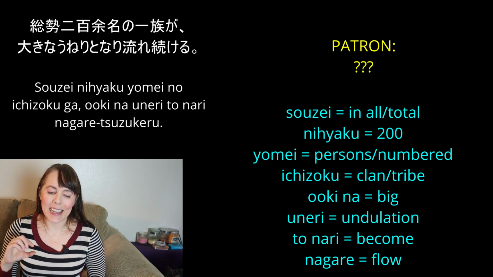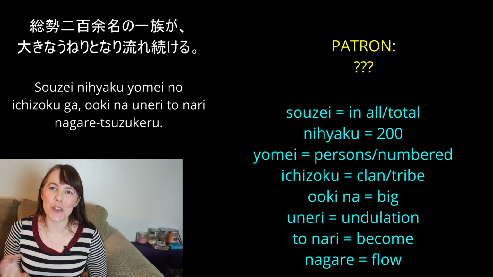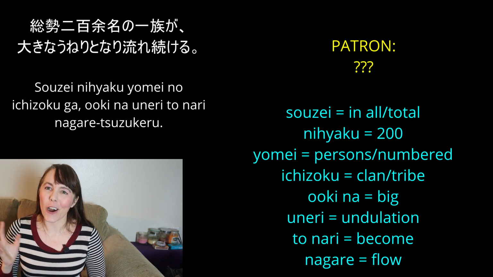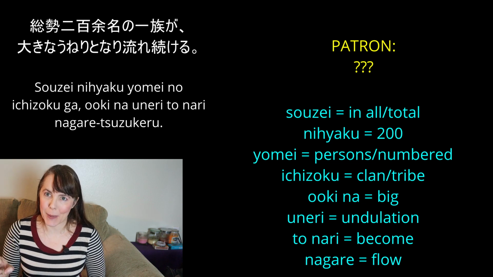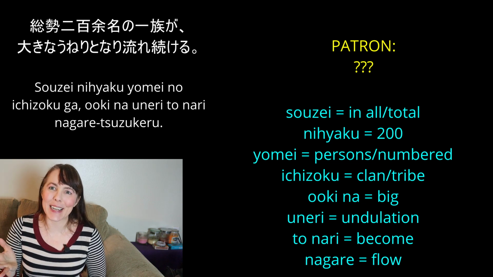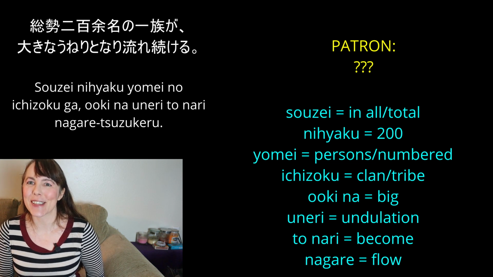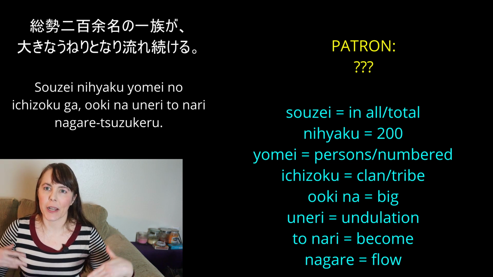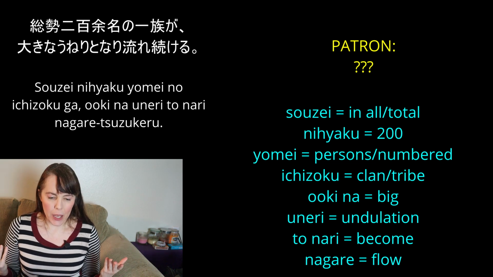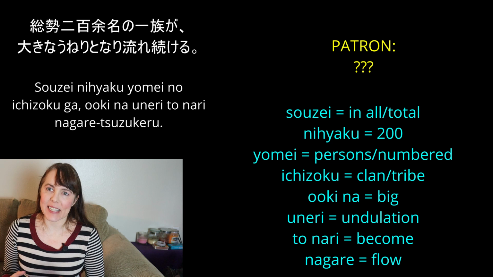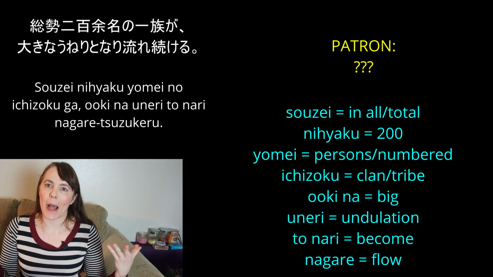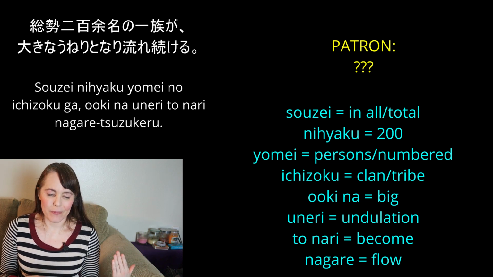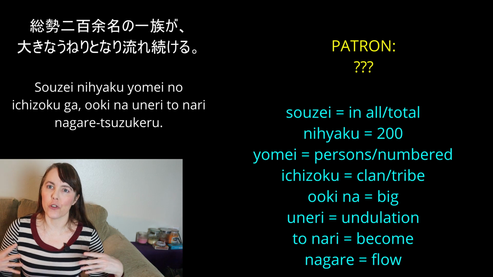大きなうねりとなり. So it's a long string of hiragana, and it's kind of hard to parse it out, actually, if you can't see that "to" is the particle that separates, and it's uneri, to, nari. This is where, like Japanese, why can't you use spaces? It makes it so much easier for learners. So an uneri is an undulation, or like a wave, a swell, a swelling. And then to nari, this nari is naru, the verb to become. So it becomes a big swell, a big undulation. Nagare tsuzukeru, so continues to flow.